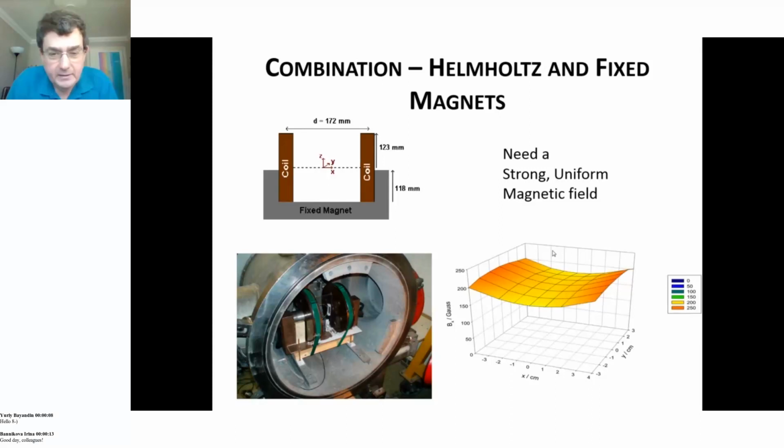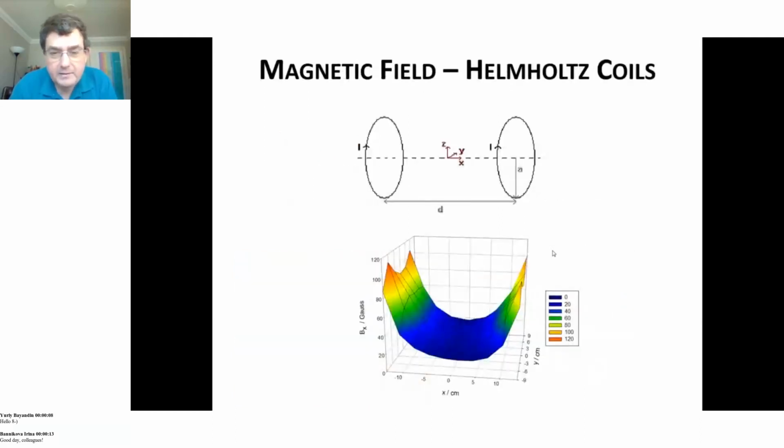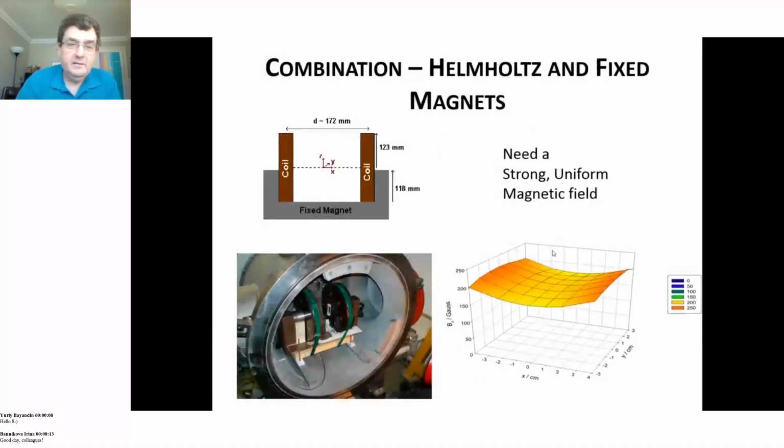You can see I'm getting 200 Gauss in the system. Before I was only getting kind of 20. So spending a little bit of effort getting a fixed magnet into the system made a very large difference. And that's the experimental setup.